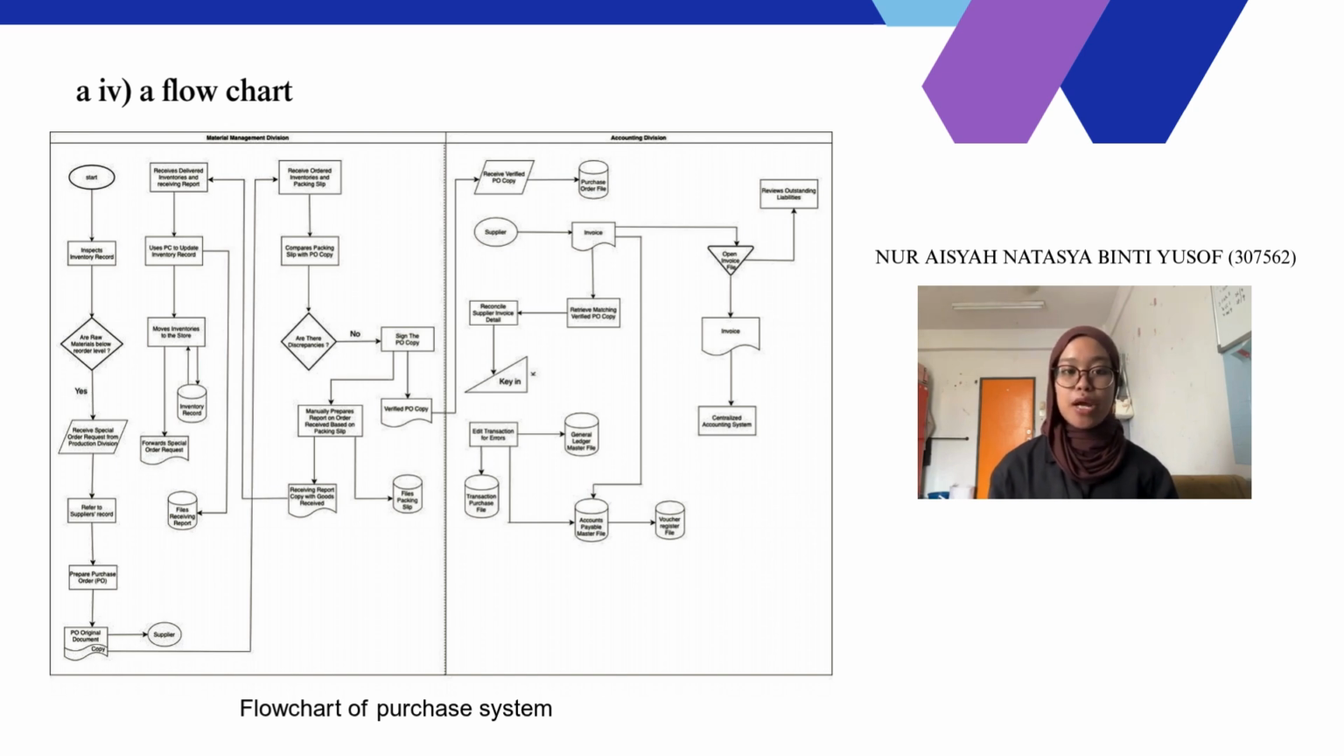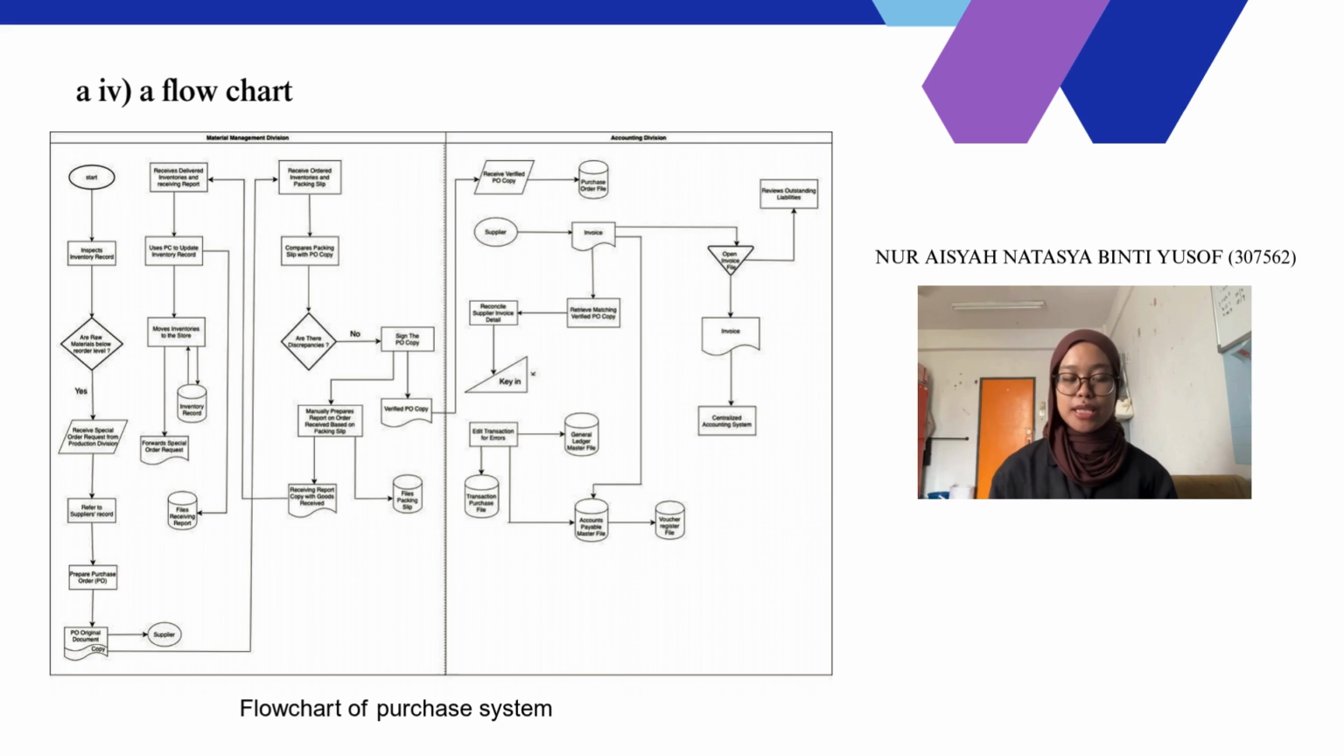When ordered items are received, the packing slip is compared with the purchase order copy. If discrepancies exist, a report is manually prepared based on the packing slip and a verified purchase order copy is signed. If no discrepancies, the purchase order copy is signed directly. The verified purchase order copy is then forwarded.